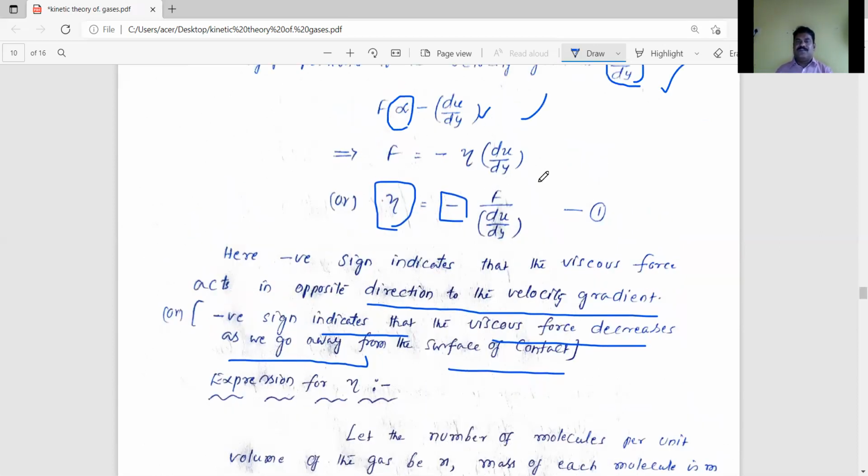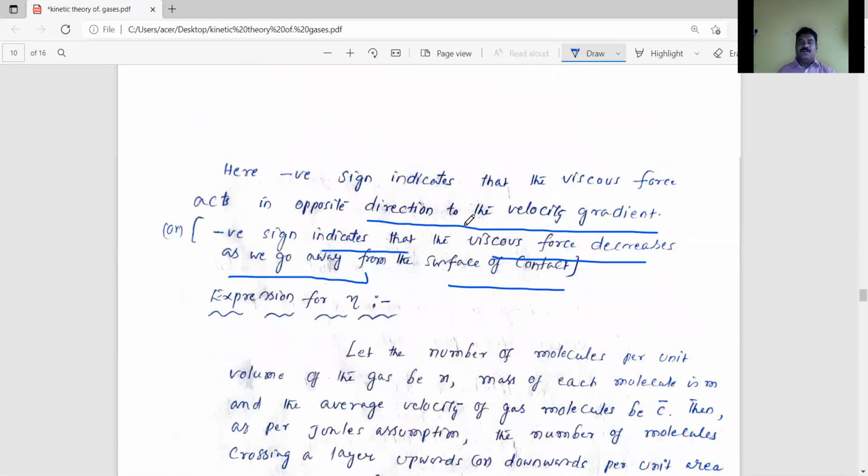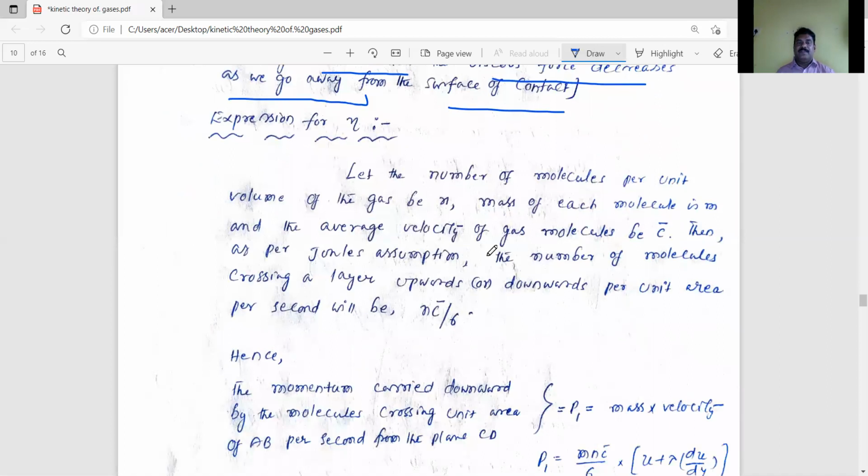So from these equations, we have written eta equal to minus F by du by dy. Okay, now we have to find the viscous force F, and substitute that in this equation, then you can get the value of eta, that is the coefficient of viscosity, which estimates the viscous force in between the layers. Okay, now how to find the value of F? So you see, let the number of molecules per unit volume of the gas be n.